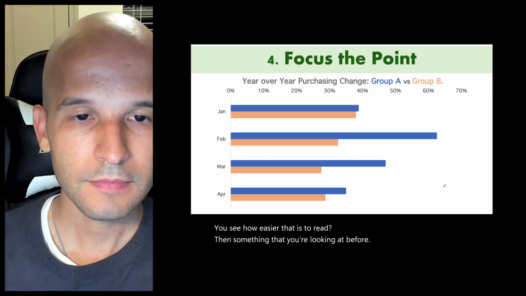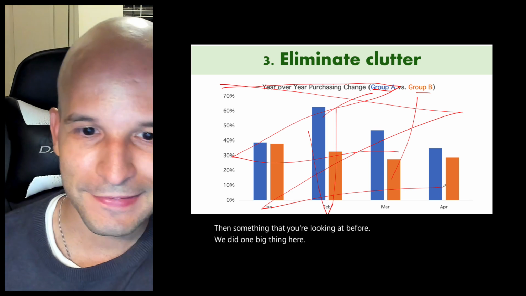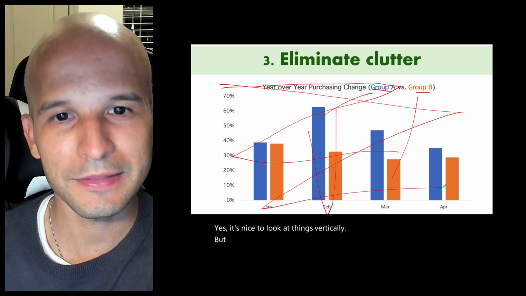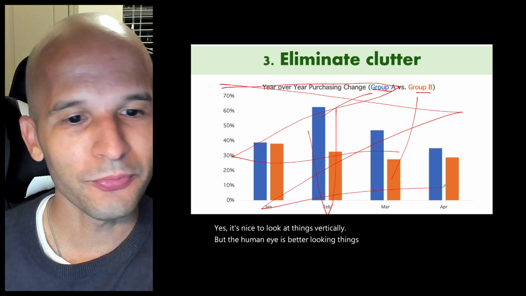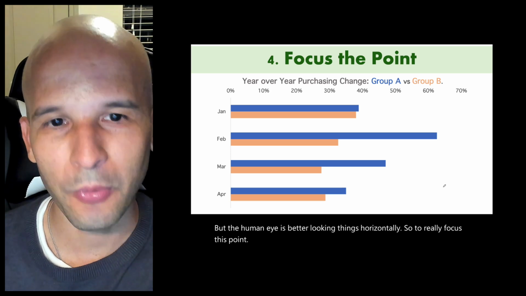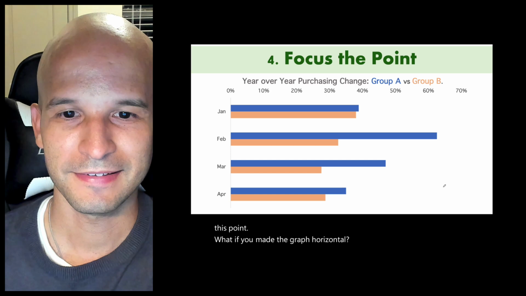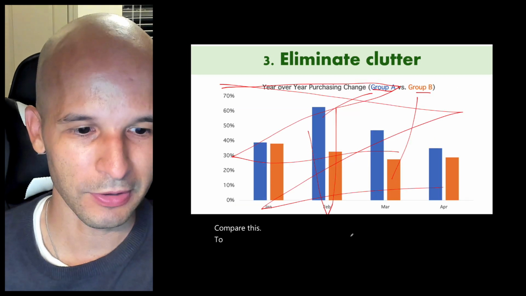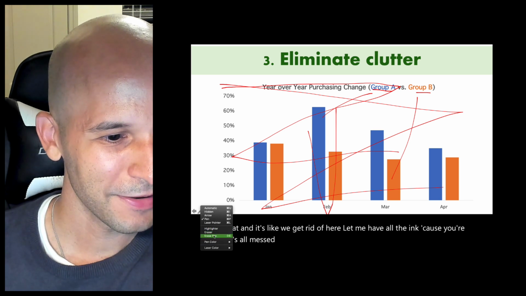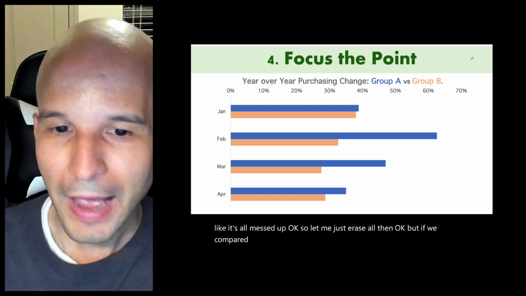Now, we did one big thing here. Yes, it's nice to look at things vertically, but the human eye is better at looking at things horizontally. So to really focus this point, what if you made the graph horizontal? Compare this to that. Let me get rid of all the ink because it's all messed up. Okay, let me just erase all the pen. Okay. What if we compared this to that?